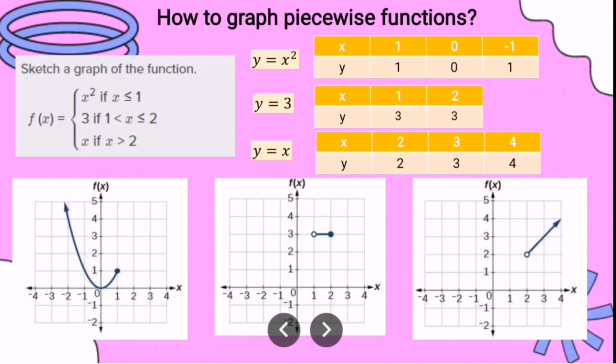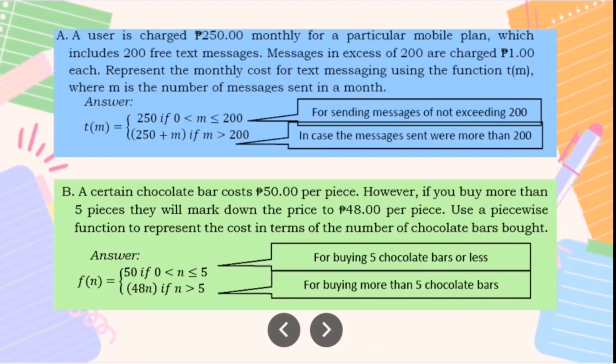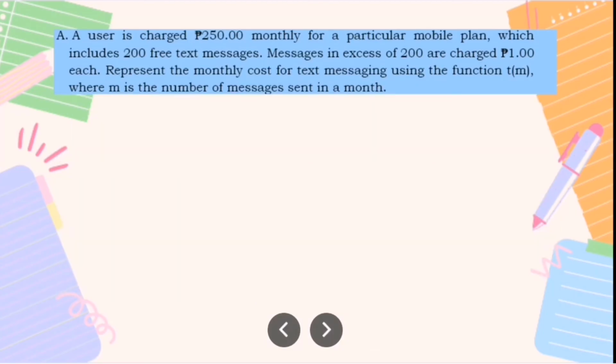Now that we have sketched each piece individually, we combine them together in the same coordinate plane and we will get this following graph. So combine all the graphs in one plane, and this is the graph of this piecewise function. So that's it. Now let us try to solve these following word problems.